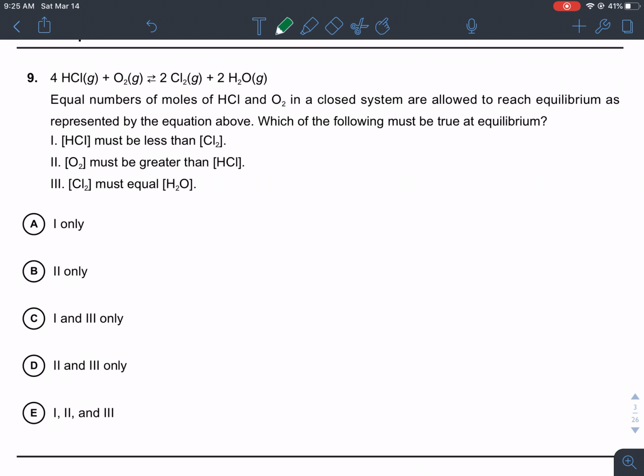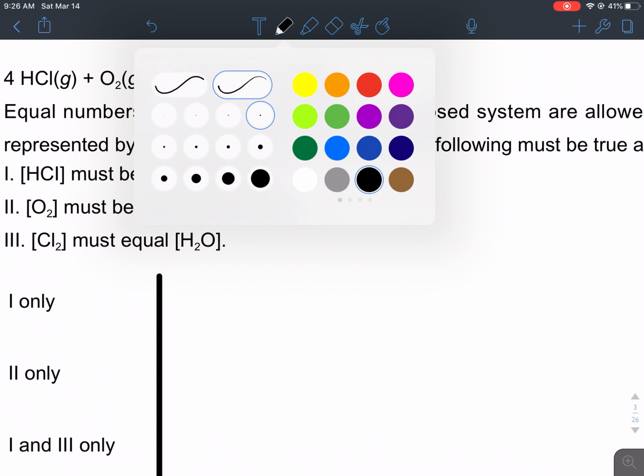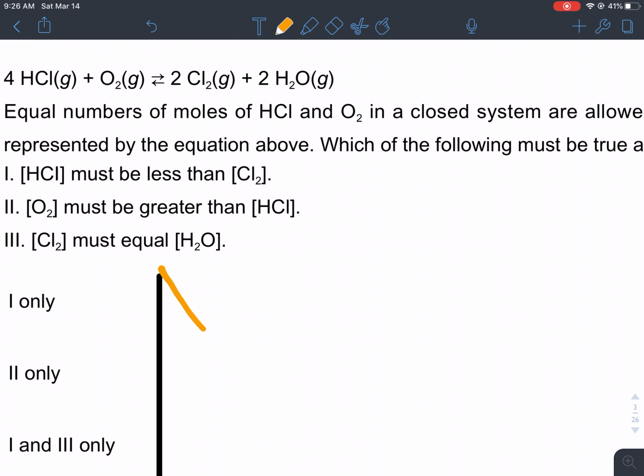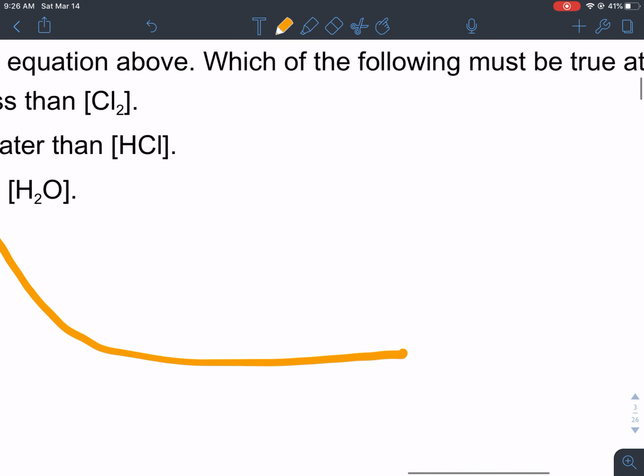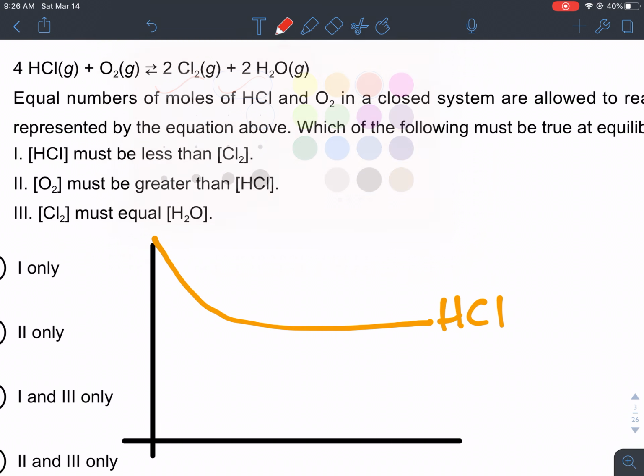All right, 4HCl plus O2 yields 2Cl2 plus 2H2O. Equal numbers of moles of HCl and O2 in a closed system are allowed to reach equilibrium as represented by the equation above. Which of the following must be true at equilibrium? Okay, we did this a little bit earlier, but let's make a graph of this. I'm going to say that HCl is going to go down pretty steeply. And O2 is going to go down not as much.